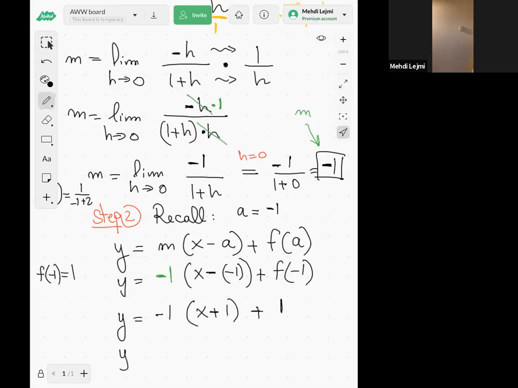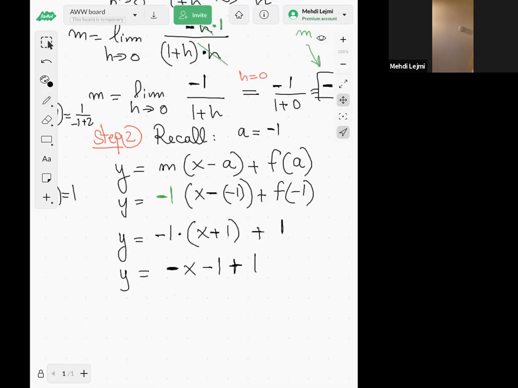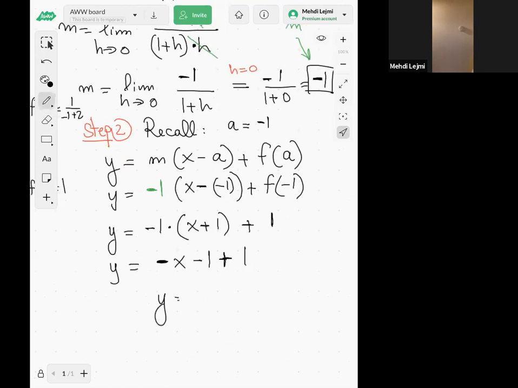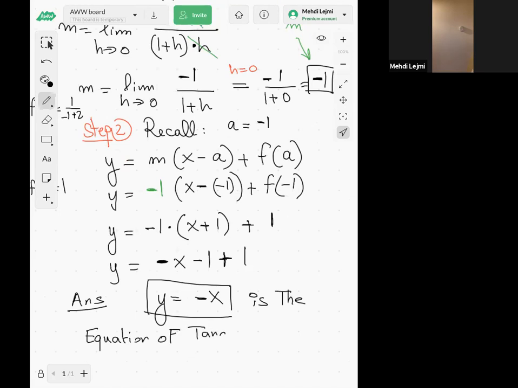So your y is negative 1 times x, that's negative x, negative 1 times the positive 1, it would be negative 1, and then there's a plus 1. Right, distribute the sign. So now minus 1 plus 1, of course, that would be 0. So the answer would be y equals 2 minus x. That's the equation of the tangent line to the function f at x equal to negative 1. All right, so this is a fine answer here. This is the equation of the tangent line to f of x, which is 1 over x plus 2, at x equal to negative 1.